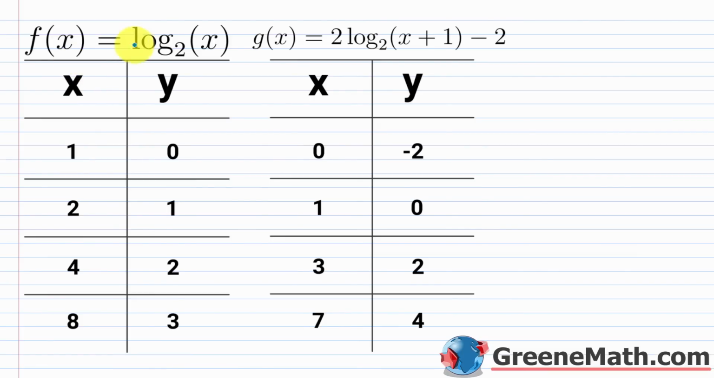So f of x equals log base 2 of x. We did that in the first problem where we started this, so problem number 11. So we already know these points here. So for the x value of 1, we get a y value of 0. For an x value of 2, we get a y value of 1. For an x value of 4, we get a y value of 2. And then for an x value of 8, we get a y value of 3. So we know these points already.